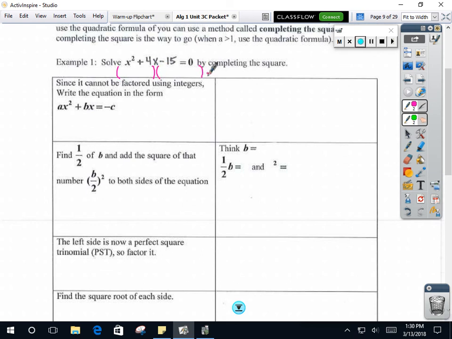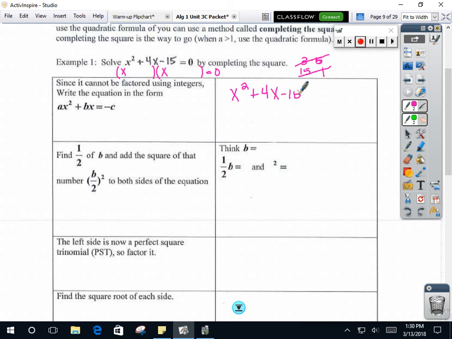Okay, there are no numbers that multiply to make negative 15 and add to make 4, because 3 times 5 will make 15 when you multiply, but there's no way you can add them and get 4. And then 15 times 1 will multiply to make 15, but there's no way they will add to be 4. Since this one cannot be factored, we're going to use a new process called complete the square.